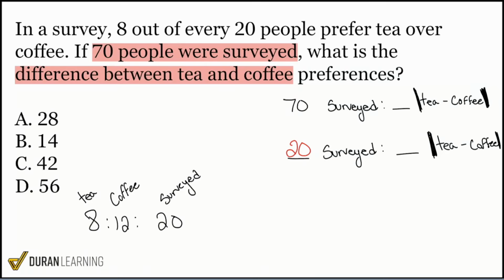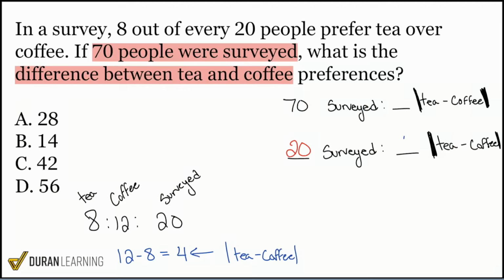Everyone, follow along with me. What does it mean to take the difference between tea and coffee? What does taking the difference mean, everyone? It means to subtract. Exactly. If we have 8 folks choosing tea, 12 folks choosing coffee, what's the difference going to be? What's 12 minus 8, everyone? 4. That is the difference between tea and coffee. That's it right there.